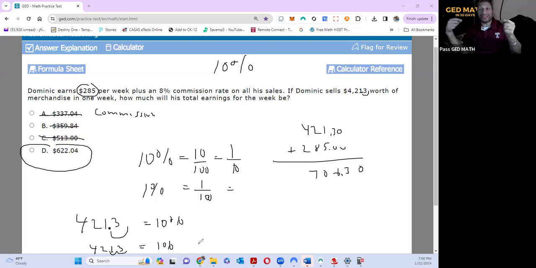I don't need to know exact, because when I look at the multiple choice, they are so far away from each other. I know it can only be 622. So that 420 minus that $80 is going to give me about 360 plus 300. That gives me about 660. Now, again, I'm off, but I know it can't be 513, 359, or 337. That's the common sense way. And I'm done and I'm out of there.